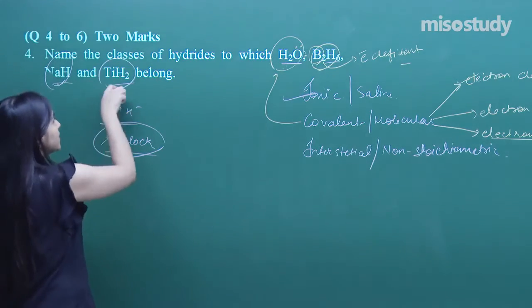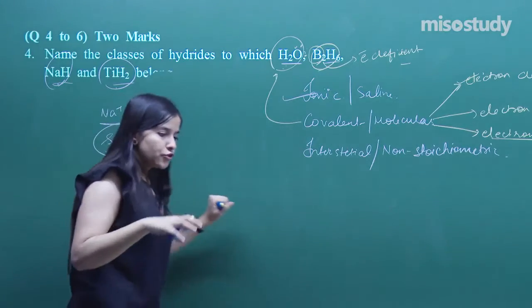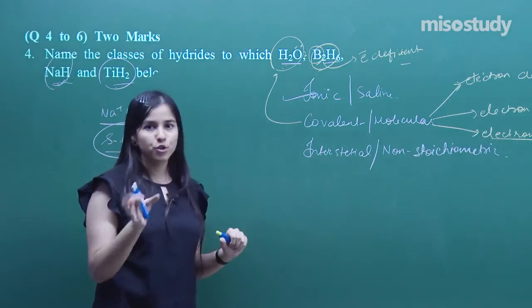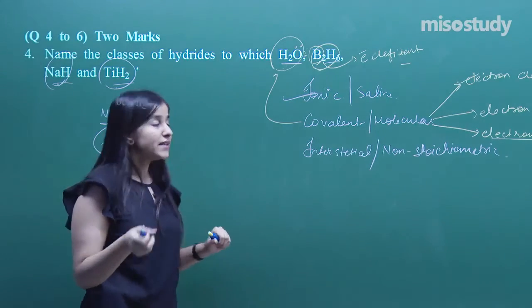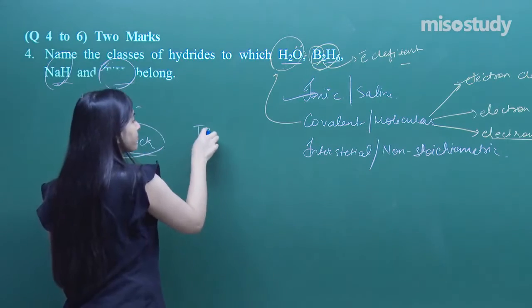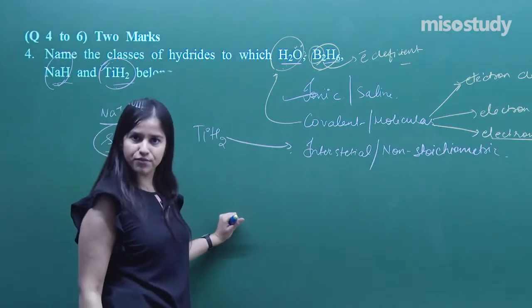If I talk about TiH2 now, this one is a good one. Some very specific examples must have been mentioned in your books as well, and I have also told you that this will be included in interstitial or non-stoichiometric hydrides, fine.